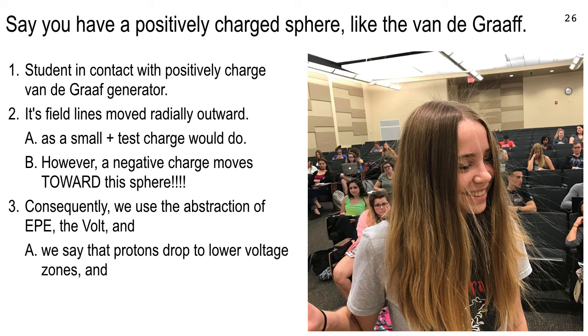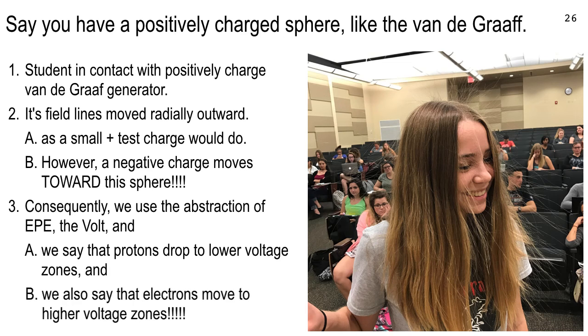What we say is that protons drop, everything drops, to lower potential energy. But in terms of voltage, protons drop to lower voltage zones, wherever they happen to be, like far away from a sphere. If you have a pair of plates, like inside a battery, you have a different distribution of volts, but protons will always drop to lower volts. But you know what we say for electrons? They drop, so to speak, to higher voltage.